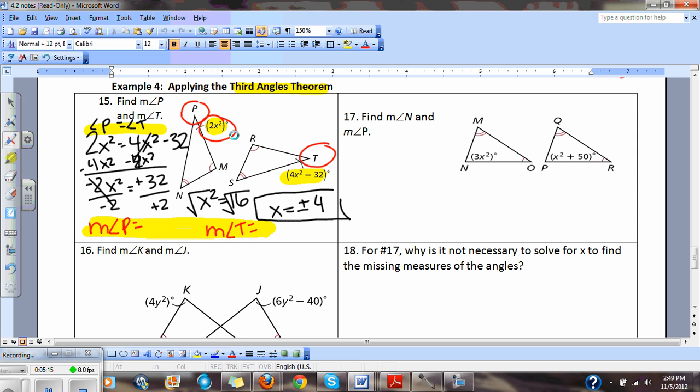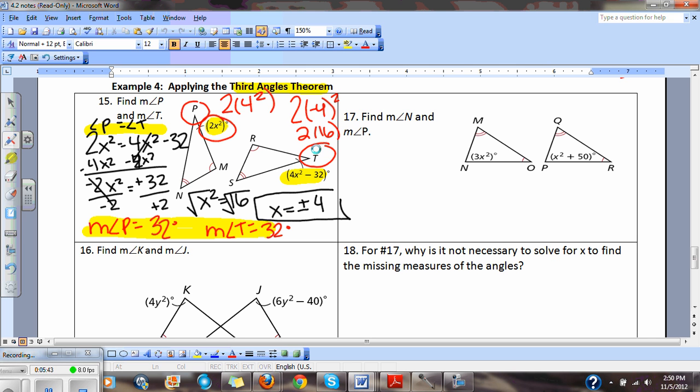So let's say x equals positive 4. 2 times 4 squared. 4 squared is going to be 16. 16 times 2 is going to be 32. So 32 degrees is one answer. Let's say I took negative 4. So 2 times negative 4 squared. Negative 4 times negative 4 is still positive 16. So my answer is still going to be 32 degrees. So one angle is 32 degrees. The other angle is also 32 degrees.